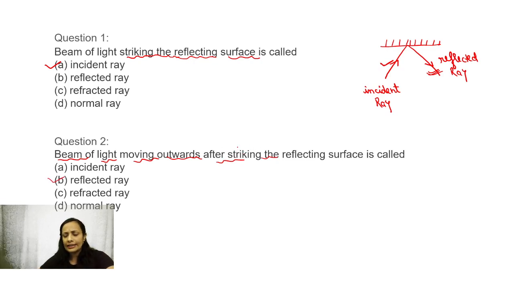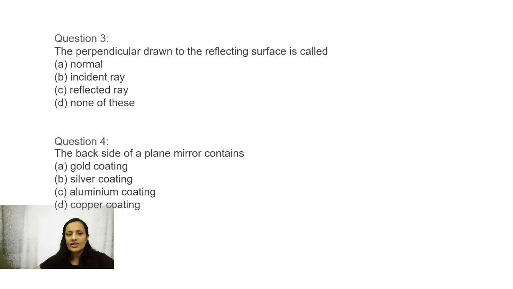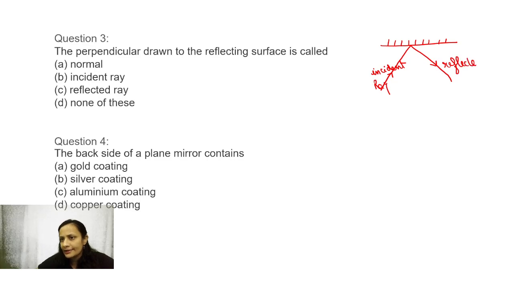Now see the next question, question number 3. It says the perpendicular drawn to the reflecting surface is called. So see, suppose this is your reflecting surface, this is your incident ray, and this is your reflected ray. Fine. So this is the incident ray, this is the reflected ray.